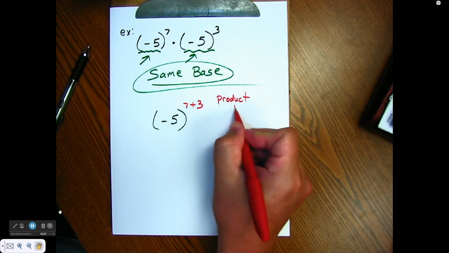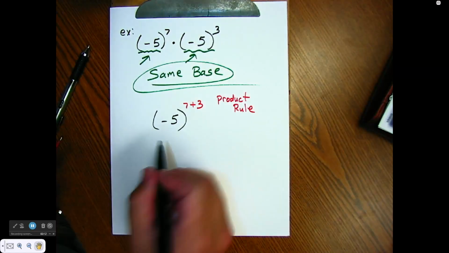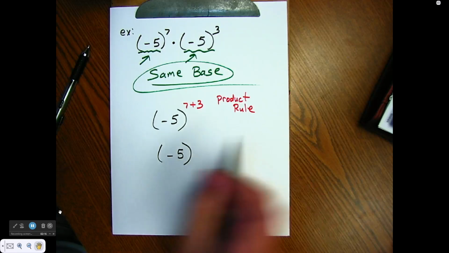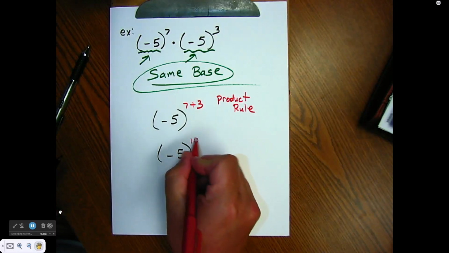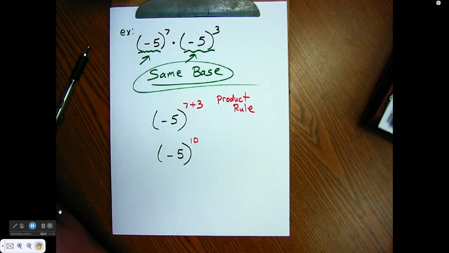This is exactly what the product rule is instructing us to do. I now have a base of -5 raised to the power of 10. For this particular example, I'm not interested in the enormous number that this is going to be. I was only trying to get the point across of what the product rule allows us to do. When the bases are the same, you add the two exponents together.